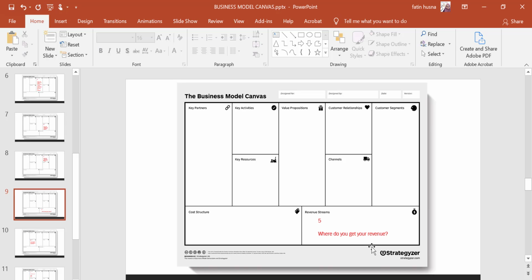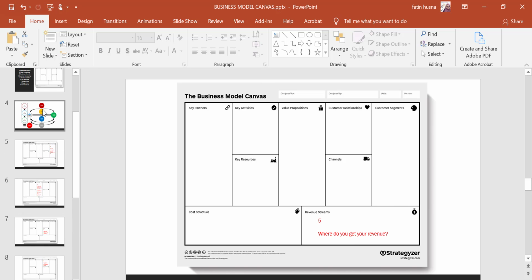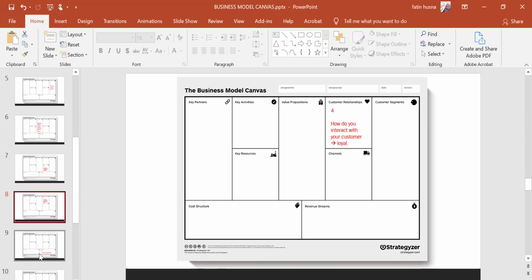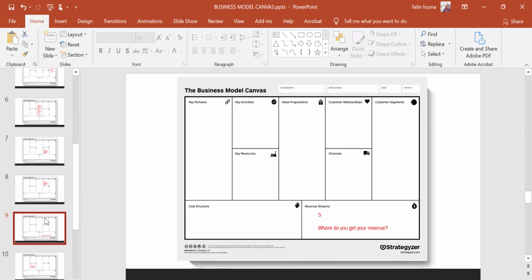Number 5 is revenue streams. Where do you get your revenue? Of course, this one you can see here is connected to the customer relationship and value. So these things are actually connected to each other. Revenue stream is connected to value proposition and channel and whatever, but no need to have everything in there, and it does connect to cost structure as well. Okay, revenue streams, where do you get your revenue?